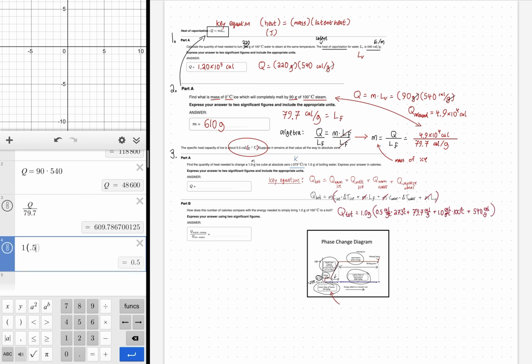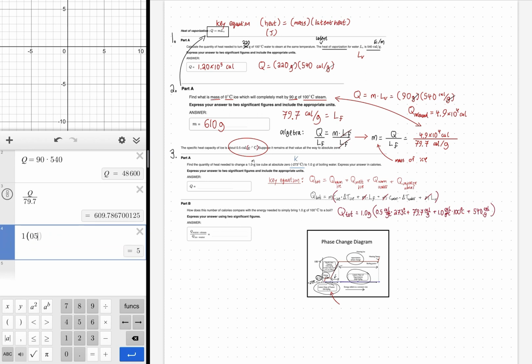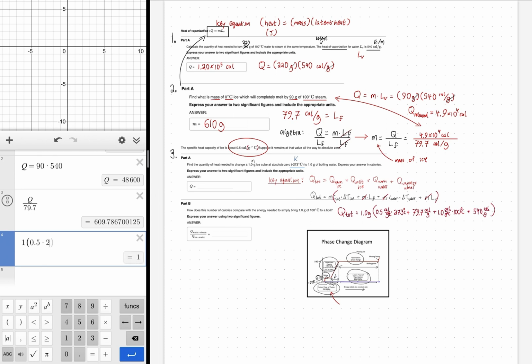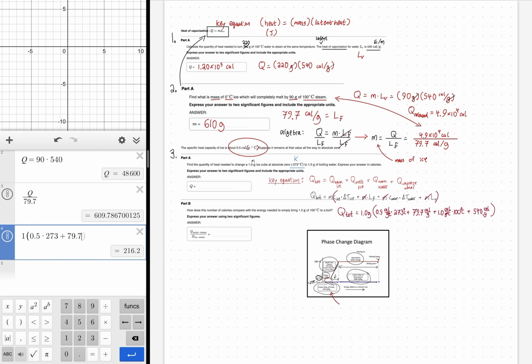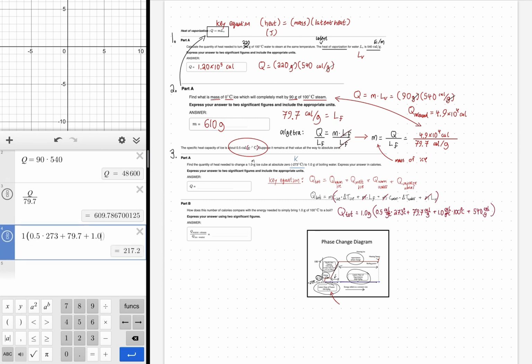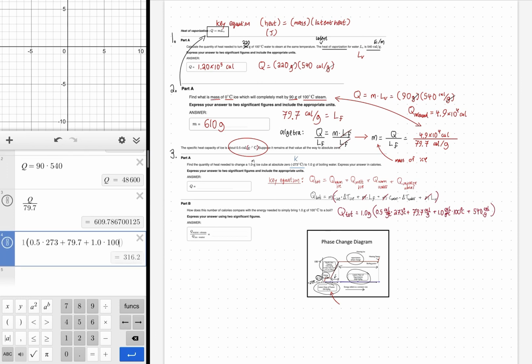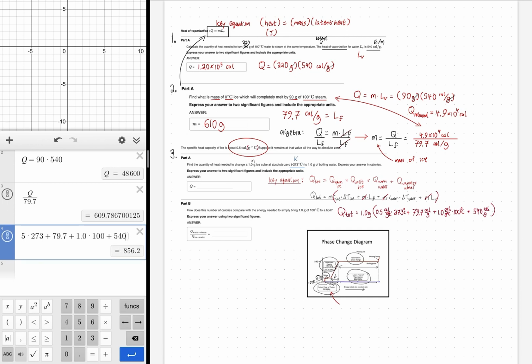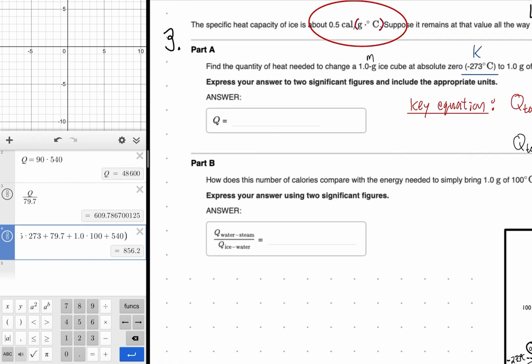And then our 0.5, just to be clear. And then times 273 plus 79.7 plus, and then here 1. This is not the 1 gram, rather this is the specific heat. It's just another value. It's exactly 1. And then times 100, speaking of round values here. And then, not multiplied, plus 540. So there you have it. All right, 856.